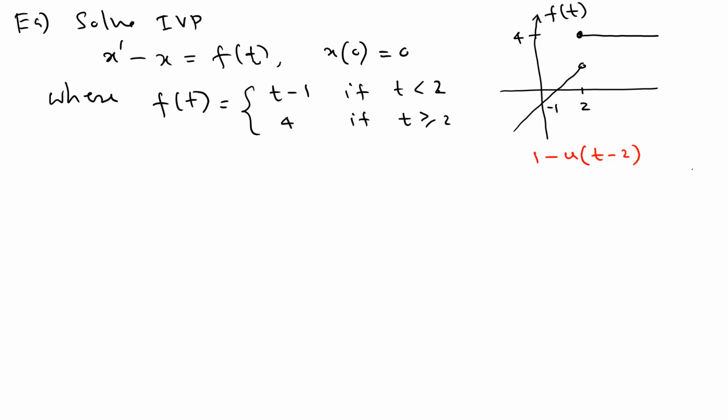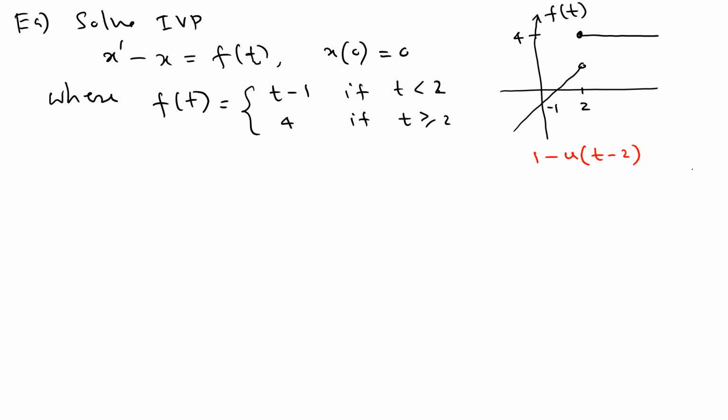So now we can multiply the function with this switch. And then for the second part, because the first part is gone after 2, we just multiply the 4 with the switch. For that part, the switch is simply u(t minus 2). So let's do that now.